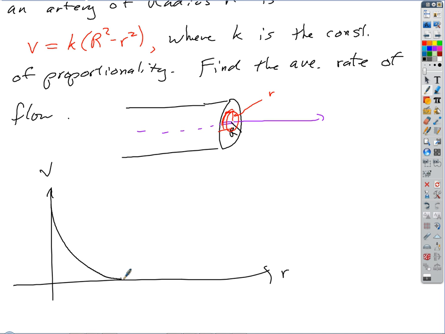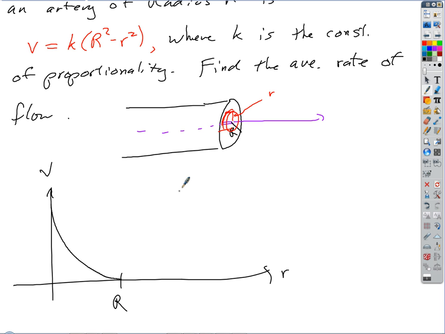So r equals 0 is where it's going to be the fastest, for sure, because that's the center. Little r equals 0 corresponds to the center of the artery, right? And where it's going to be the slowest is at capital R, right at the very edge of the blood vessel, right? Okay? So we're just trying to find the area under this curve divided by its width, right?